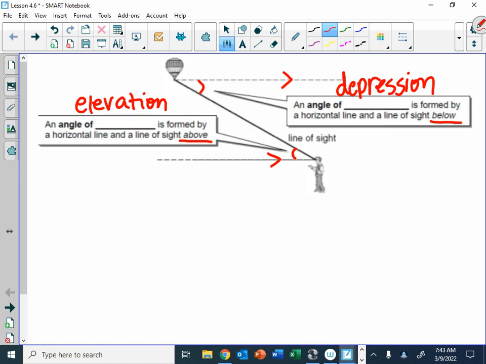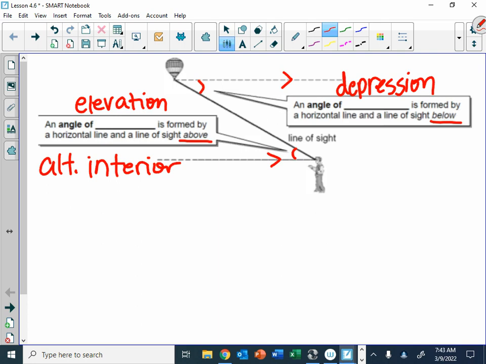What's the name? Alternate interior. Very good. What do we know about alternate interior angles? Are they congruent or supplementary? Congruent. Okay, so those angles right here are alternate interior, which means they're congruent. Okay?